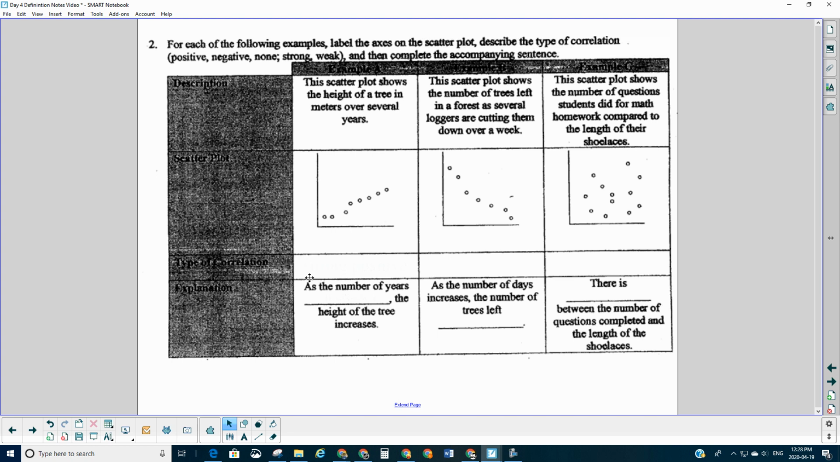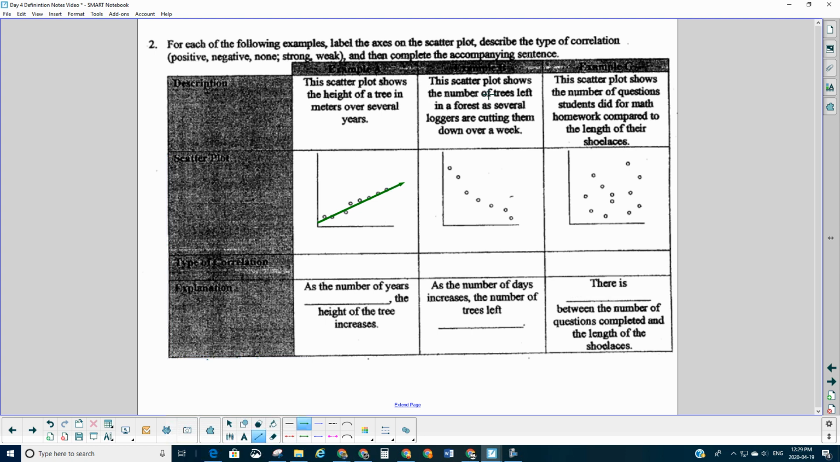I know this is a little bit difficult to read, but it's okay. So we're talking about these. Here's an example: this scatter plot shows the height of a tree in meters over several years. If I was to draw a line of best fit here, it would come up and do something like that. So the height of the tree grows up pretty similarly.